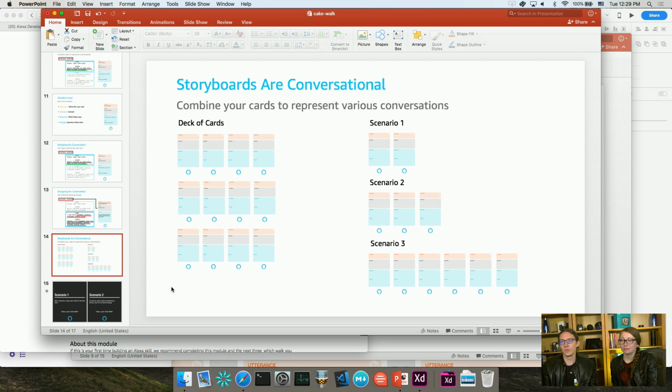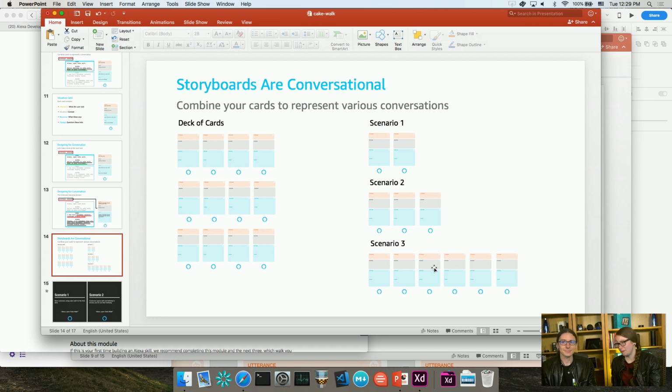And then if you're in the middle of building out one of your scenarios and you come across something missing, then that means, oh, I have to go create another card to handle this. So I need to know what the utterance is, I need to know what the situation is, and then how do I respond to it.